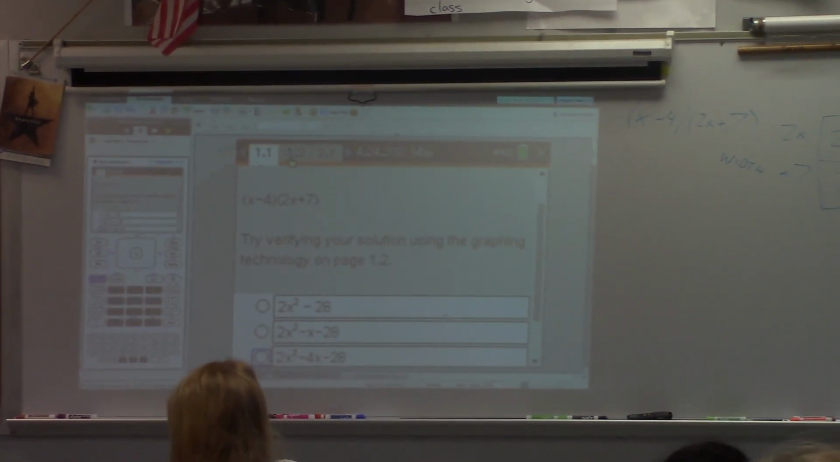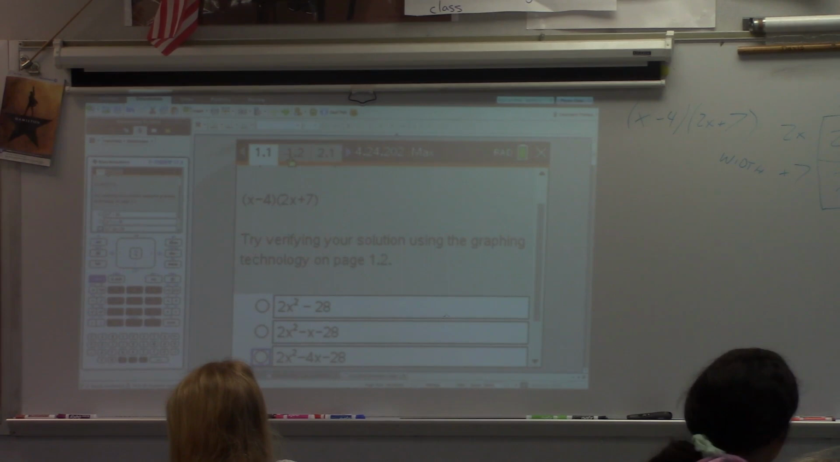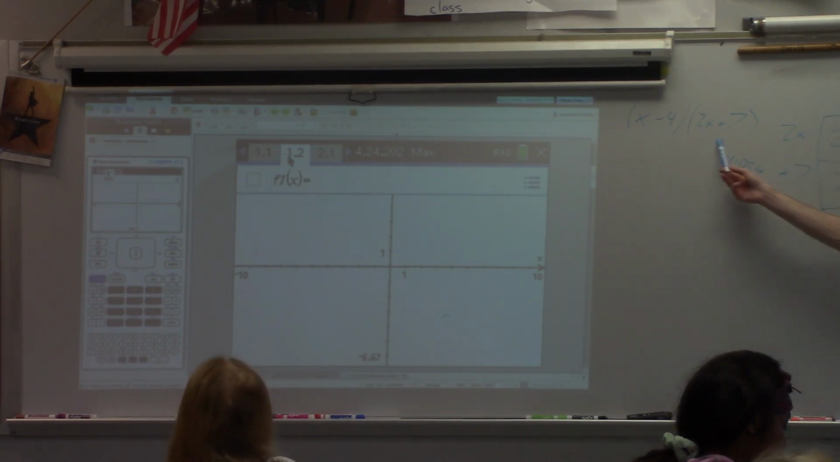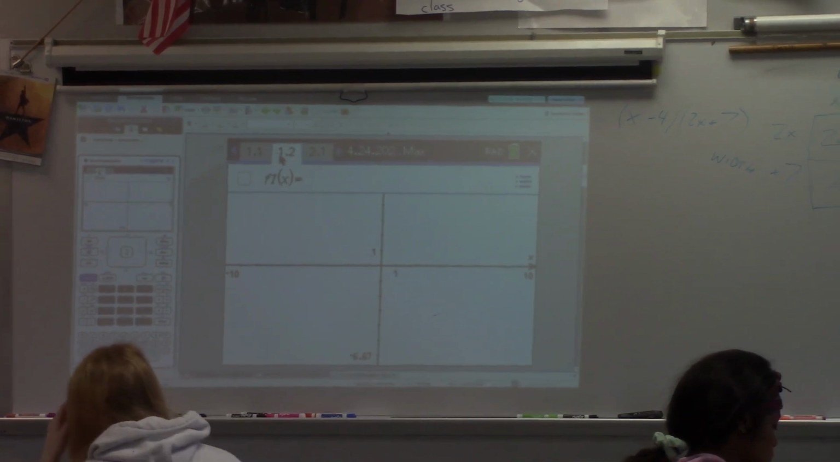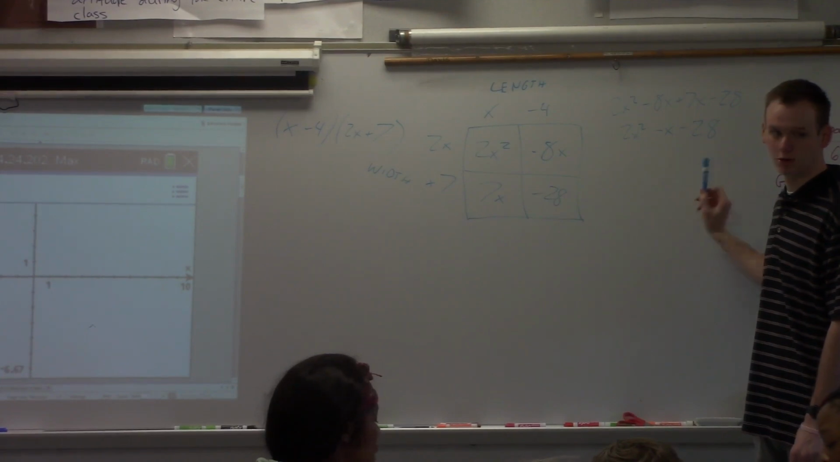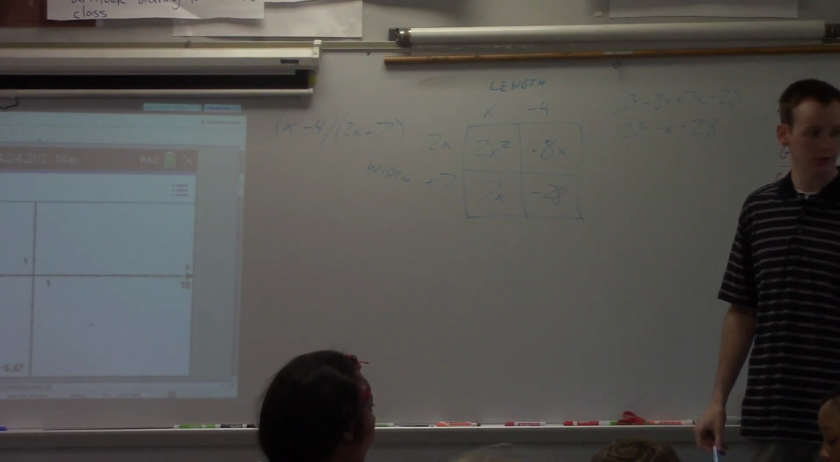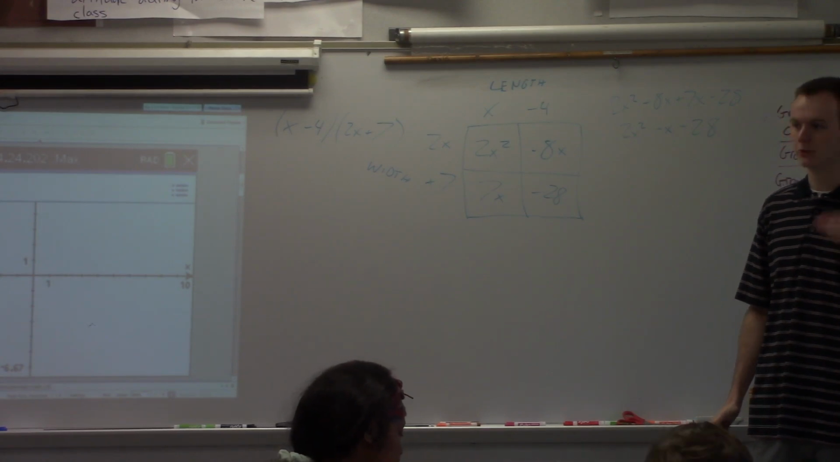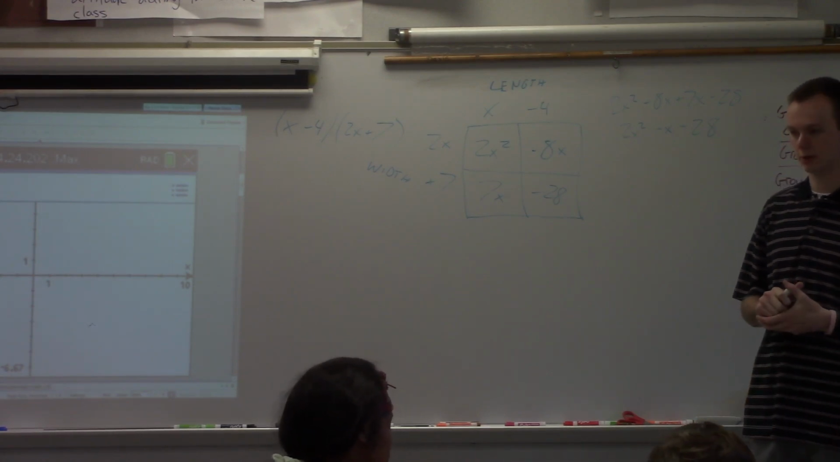As it says in the bell ringer, which I forgot to do, let's try verifying our solution. Does anybody have any ideas about how we can use this little graph on page 1.2 to verify our solution? What are we trying to do here, right? This expression and this expression are what? What's the fun word Mr. Kenny always likes using? When they're equivalent expressions. And so, how can we use the graphing technology to check if they're equivalent expressions or not?